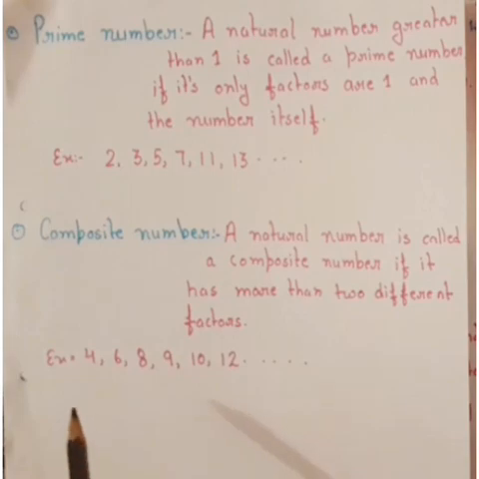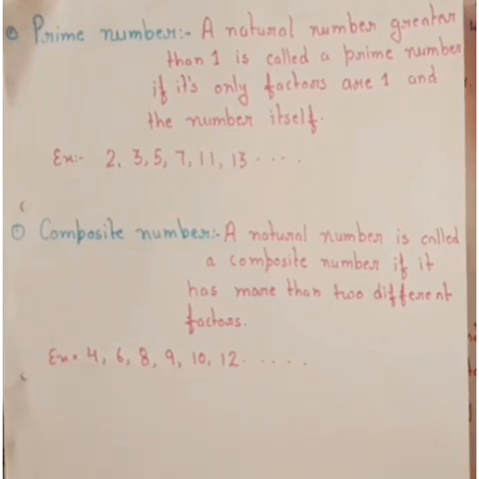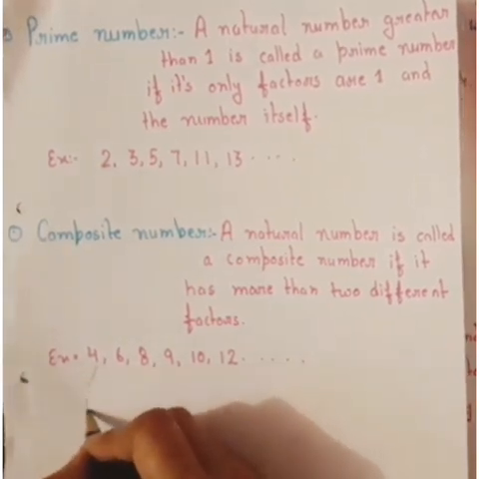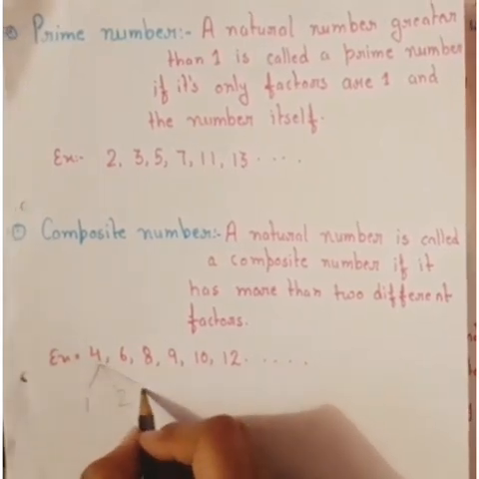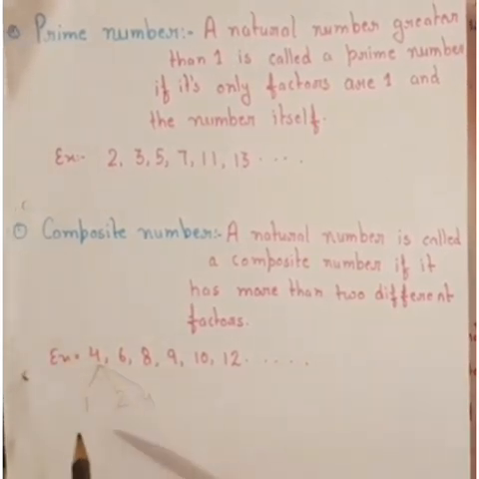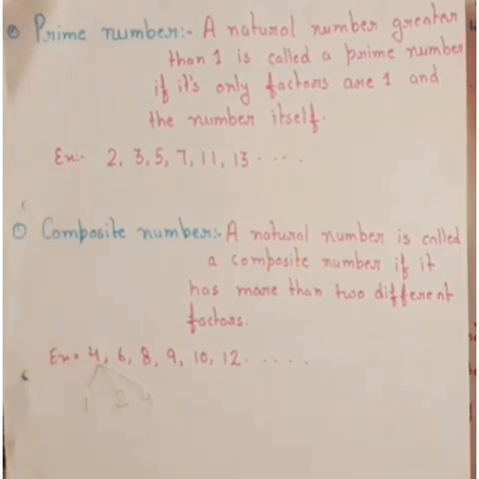Why they are composite numbers? Because, let us take the example of 4. So when you write down the factors of 4, the factors are 1, 2 and 4. Okay, these all are factors of 4. So you can see 4 is having more than two different factors. So this is a composite number.